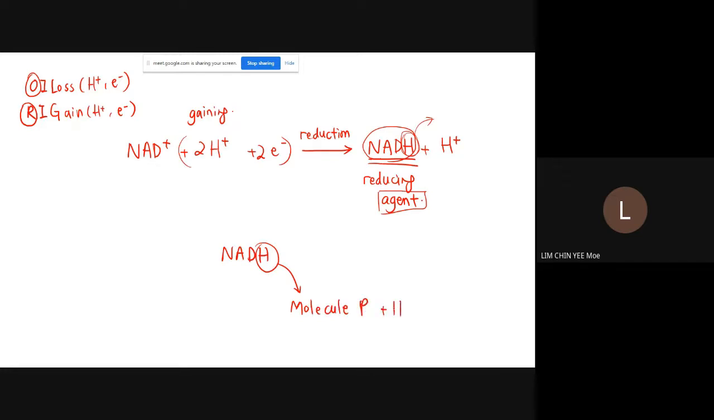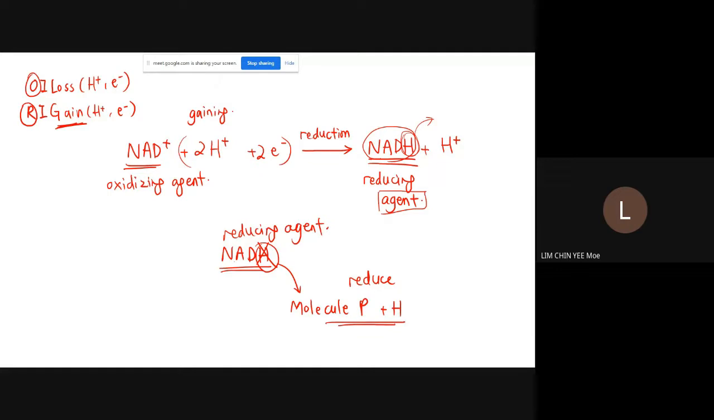Molecule P ini boleh dapat H from NADH. That means molecule P ini akan jadi reduce sebab dia gain hydrogen. NADH buatkan molecule P reduce. That's why we say NADH is a reducing agent. That's the meaning of reducing agent. You agent yang buatkan orang reduce. If NADH ialah reducing agent, NAD plus will be oxidizing agent. So NADH is a reducing agent, and then NAD plus will be oxidizing agent.